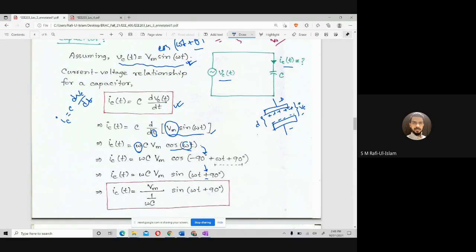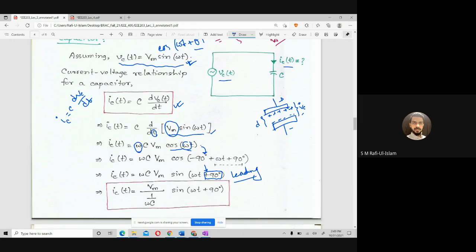But there is actually a term called plus 90 degrees. So if this is plus 90 degrees, what does it mean? Is the current leading or lagging? It is leading. Yes, perfect. So this is a leading current. The opposite of what we learned: in an inductor the current lags, but in a capacitor the current actually leads.